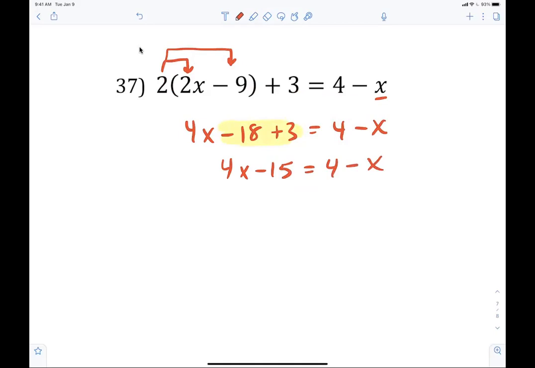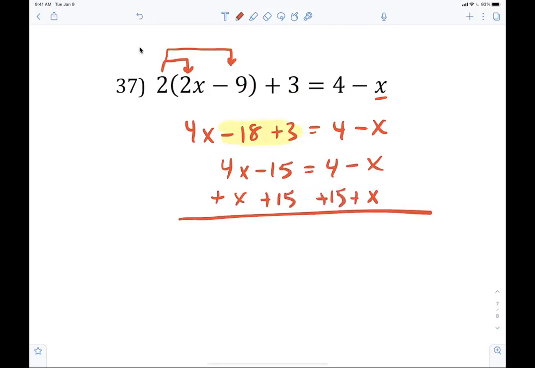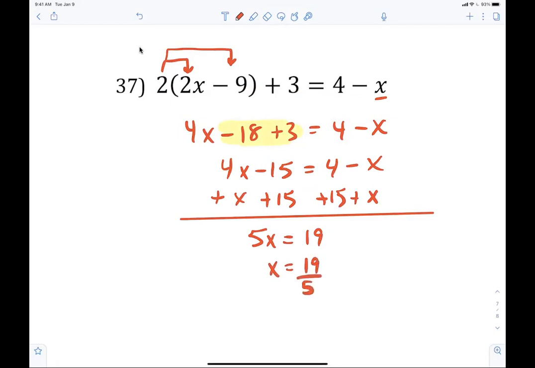Adding x. Adding 15. Looks like we have what? 5x equals 19. So x equals 19 over 5. Everybody okay with that? Anybody? Yes.